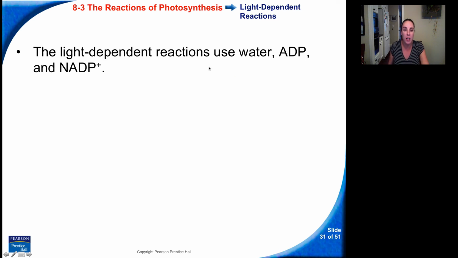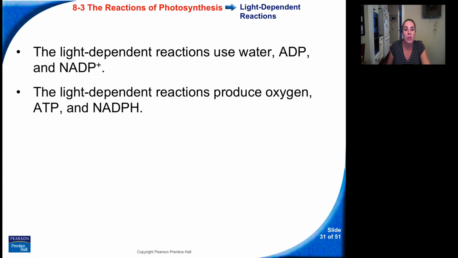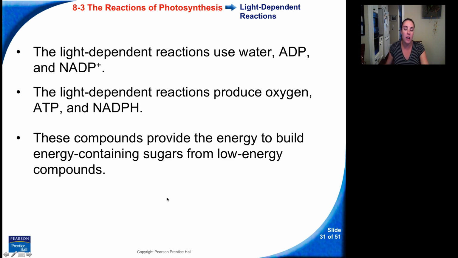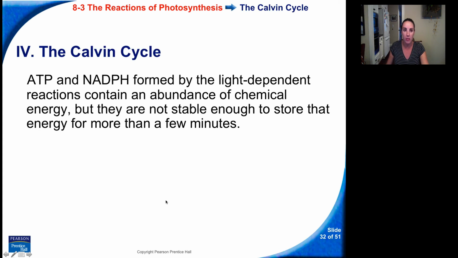The light-dependent reactions use water, ADP, and NADP+, and they produce oxygen, ATP and NADPH. This is the most important part. If you don't remember anything else about the electron transport chain, you must remember these two things: what they use and what they produce. These compounds provide the energy to build energy-containing sugars from low-energy compounds.